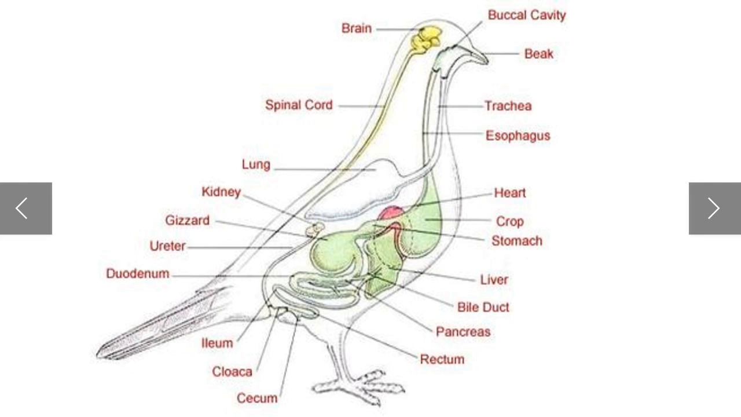Here is the structure of a bird: beak, trachea, esophagus, heart, crop, stomach, liver, bile duct, pancreas, rectum, brain, spinal cord, lungs, kidney, urethra, ileum, all the parts of a bird.